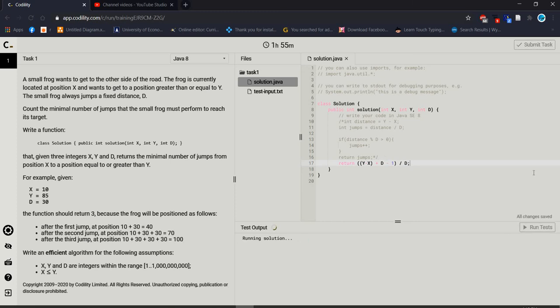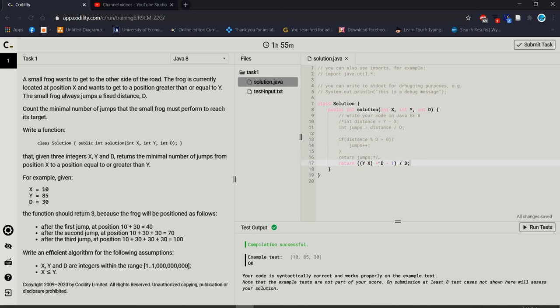That's done. Now we can check. Same thing we did: from the total distance minus the present position plus the fixed jump distance, then divide by it and subtract 1. I prefer the first one because it is pretty descriptive and helps to understand step by step clearly.